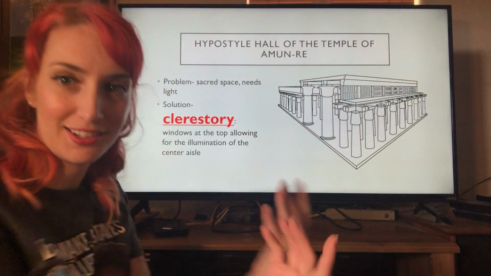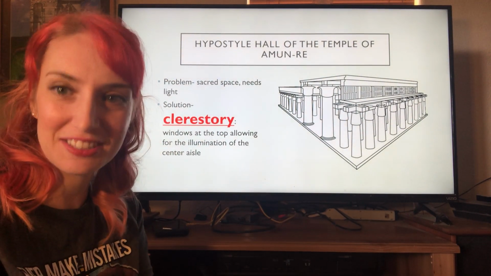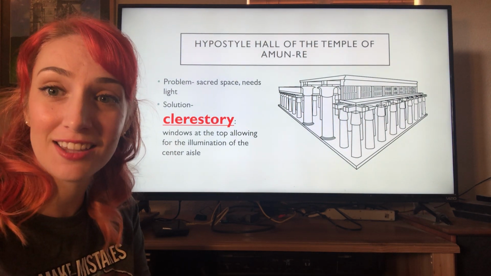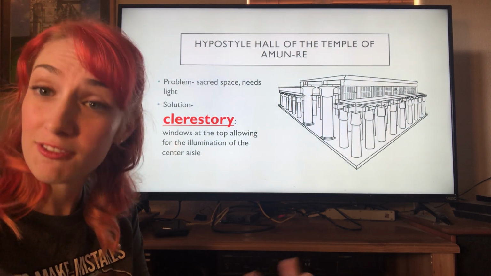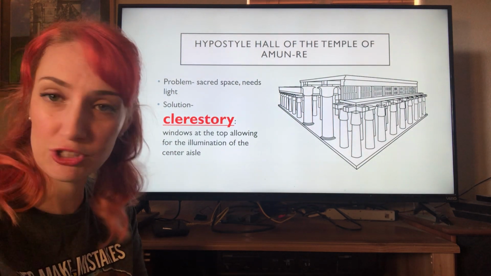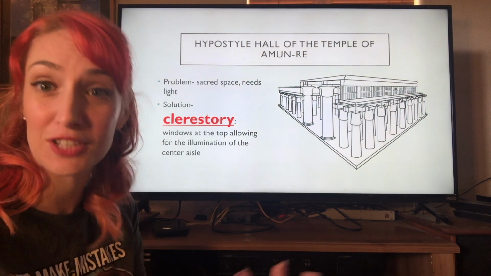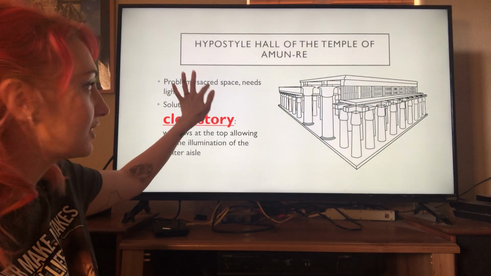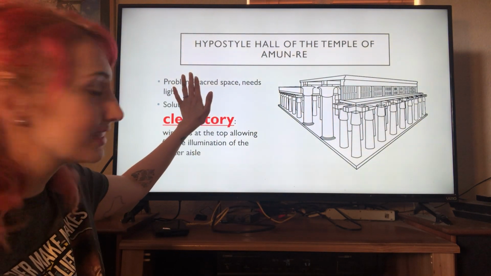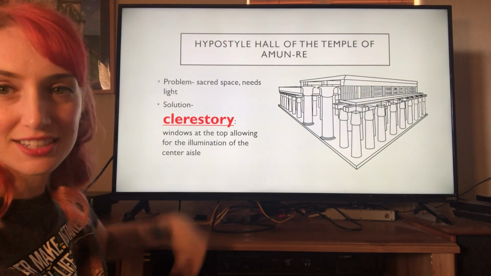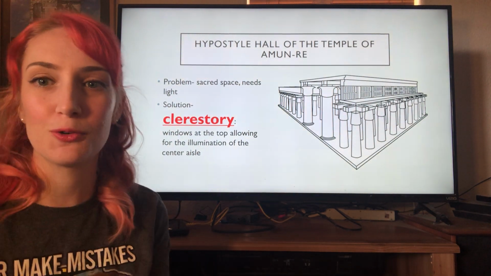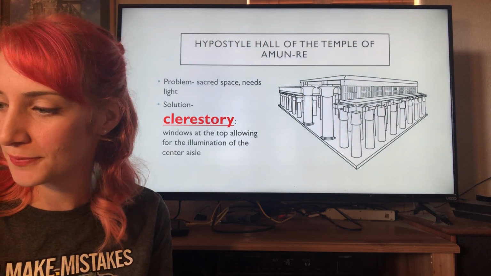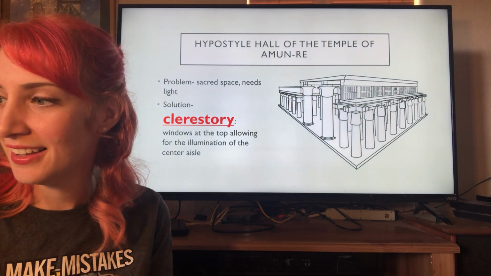Now the reason why that's so important is a lot of our subsequent architectures are going to copy that concept. Christian churches are going to think that's a super cool idea for the basilica plan, which they borrow from the Romans, who also think it's a super cool idea. So my problem was I had a dark sacred space with a central axis, and my solution is the clerestory. That's a super important element for the Temple of Amun-Re in New Kingdom Egypt in modern-day Karnak.